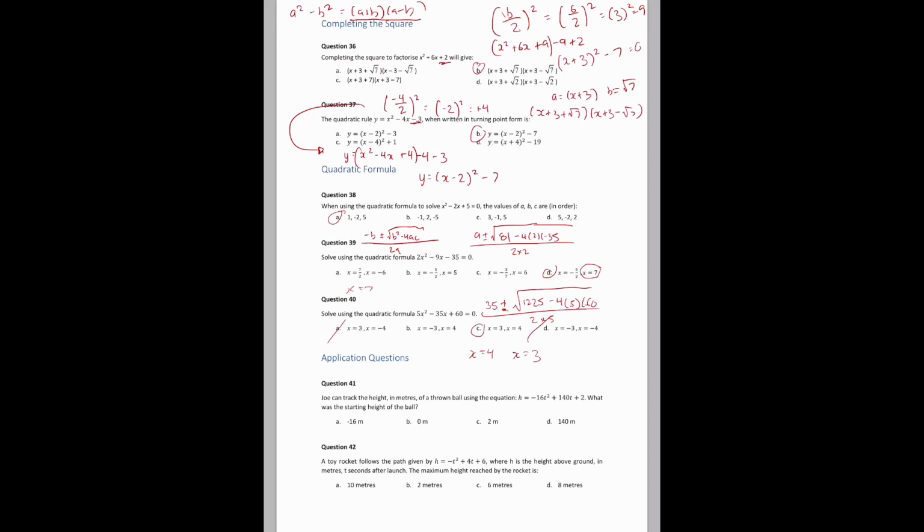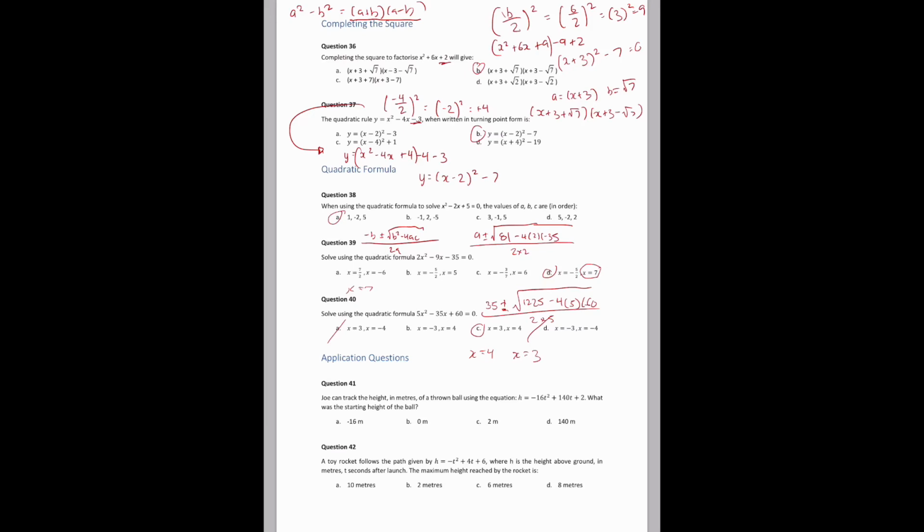And for the very last two questions for the multiple choice section, these are related to application questions, so you're going to have to understand what the question is asking you based on the context. Question 41 reads, Joe can track the height in meters of a thrown ball using the equation h is equal to -16t squared plus 140t plus 2. What was the starting height?